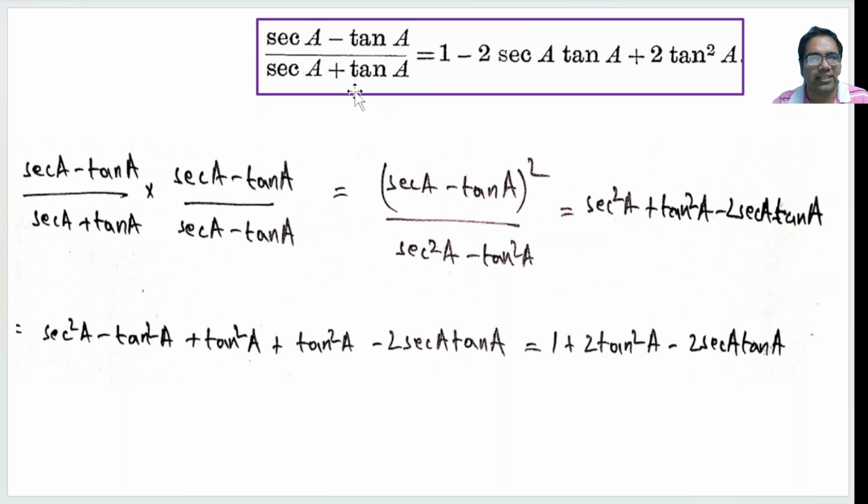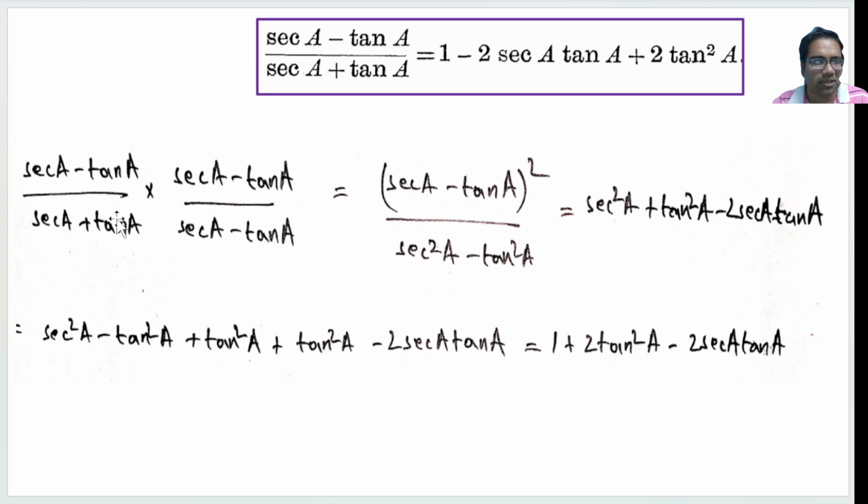Secant a minus tan a by secant a plus tan a equals 1 minus 2 secant a tan a plus 2 tan square a. Right. Basically, we have to remove the denominator. We have to get everything in the numerator. Right. We know secant square a minus tan square equals 1. So if you multiply with secant a minus tan a, numerator and denominator, the denominator will disappear. So let's do that. Secant a minus tan a by secant a plus tan a times secant a minus tan a by secant a minus tan a.